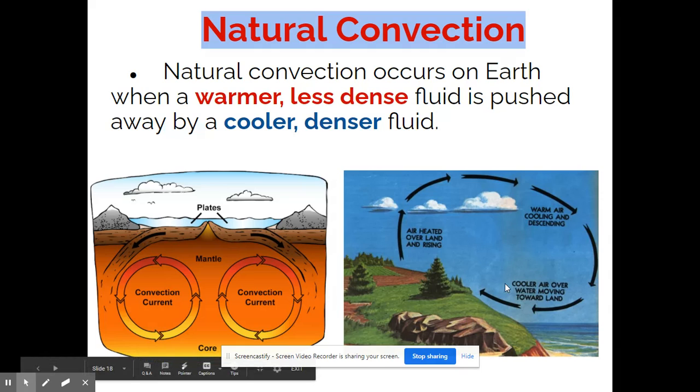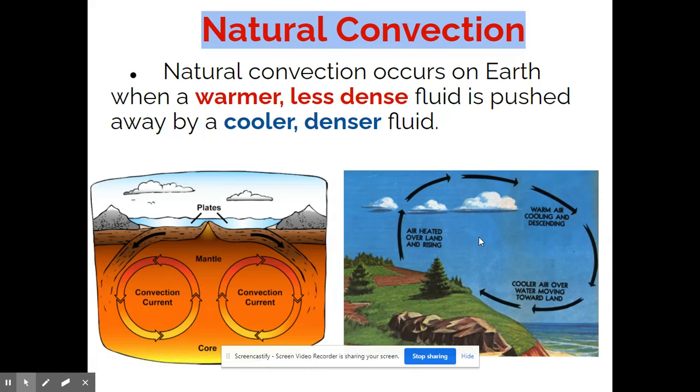All right, that's all I have for you guys today. This week you're going to have reading passages about conduction, convection, and radiation. You'll need to read those passages and answer those questions.